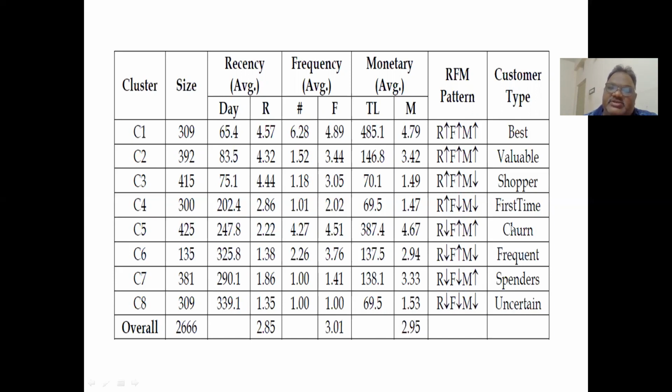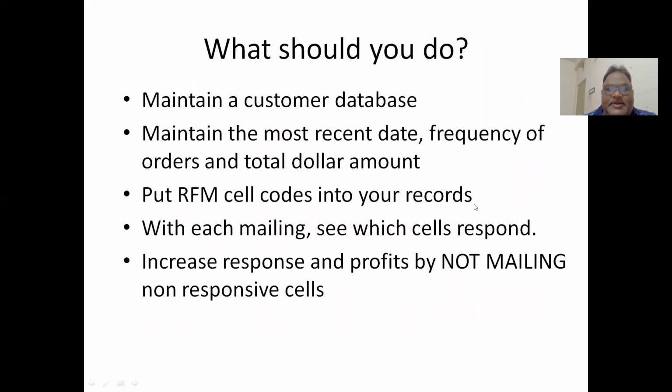They are called churn, meaning recency is very low, frequency is high, and monetary is moderate. Churn means they visited many times, and when they visited they spent high, but they have not visited for many days. So they are called churn. When R is high, F is low, and M is low, they are first-time customers, so we should target the customer. In this way, you can analyze.